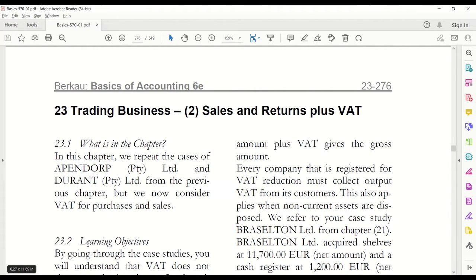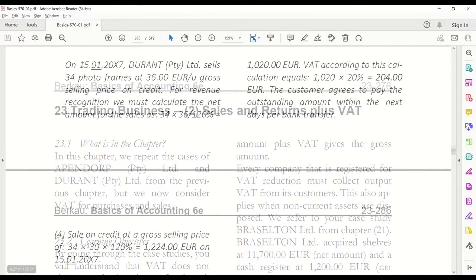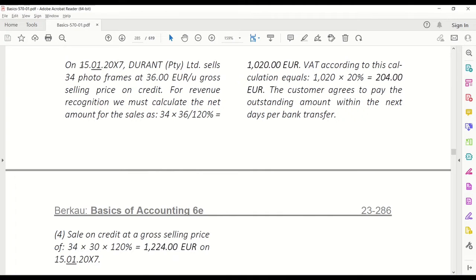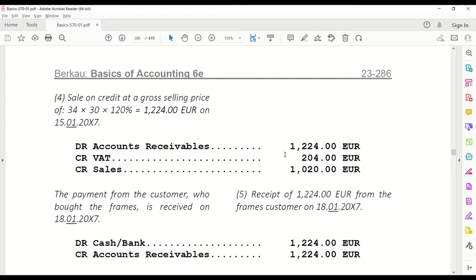As we want to take into consideration value-added tax, I go back to chapter 23 and check the business activities for Durant Proprietary Limited with regard to the photo frames. On the 15th of January 2007, Durant Proprietary Limited sells 34 photo frames at 36 euros, which is the gross selling price. We ignore sales on credit and just make bookkeeping entries on cash. We make the bookkeeping entry as a debit entry in receivables. In our video it will be cash 1,224, credit entry value-added tax, credit entry sales.